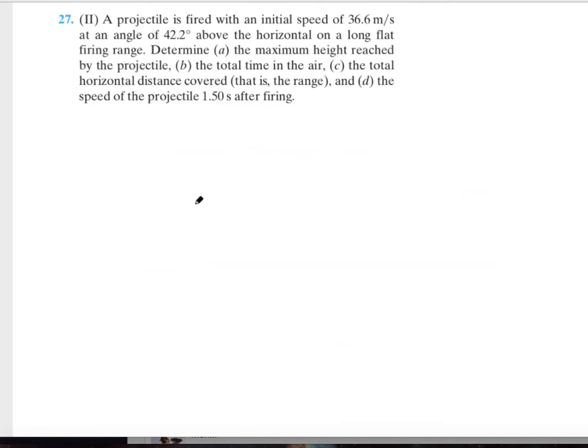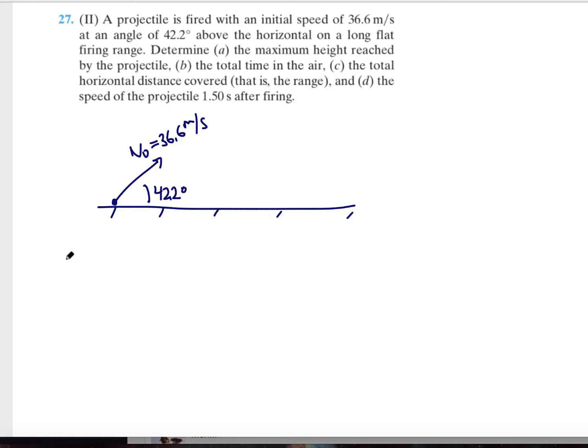For question number 27, it says we fire a projectile with an initial speed of 36.6 meters per second at an angle of 42.2 degrees above the horizontal on a long, flat firing range. So I'm going to draw a quick sketch of this. Here's my range. And I'm firing a projectile from the ground with a speed of 36.6 meters per second, at an angle of 42.2 degrees. And this is long and flat, so that means that if we land, we're going to land at the same altitude. So part A says I want to find the maximum height reached by the projectile.